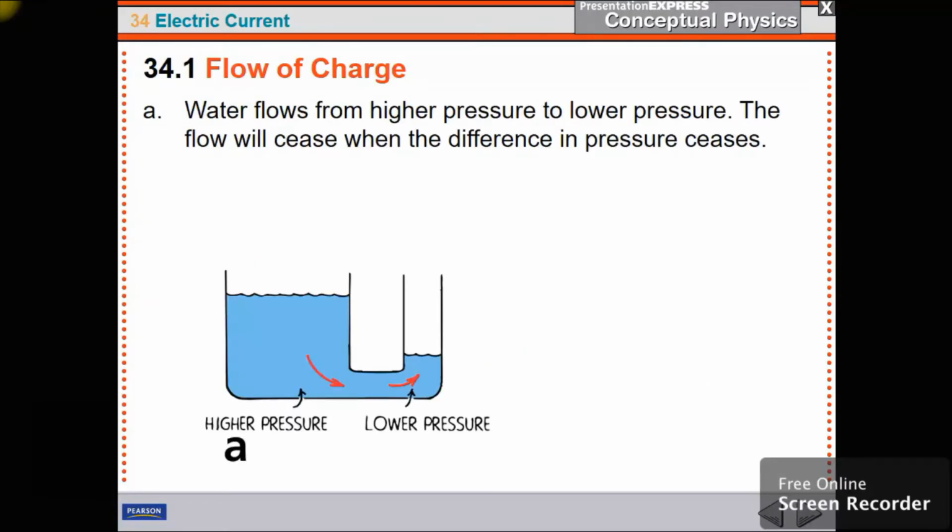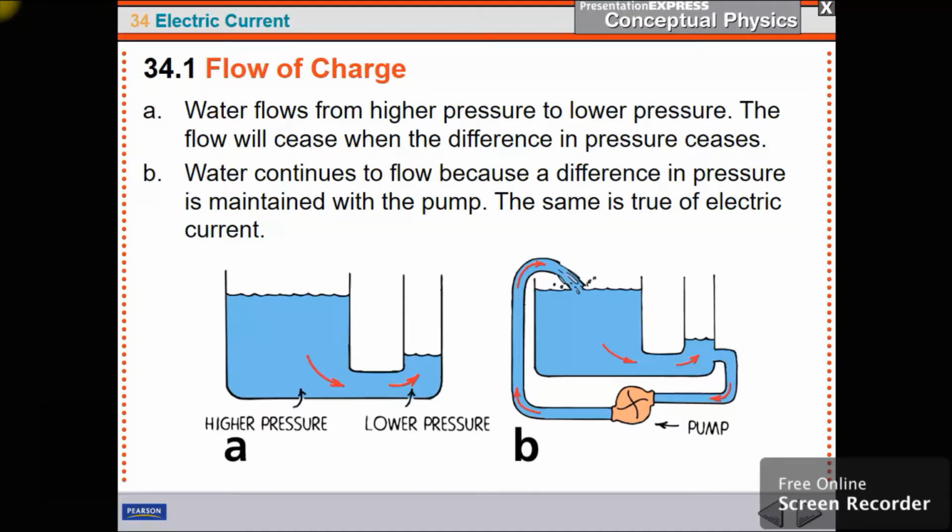Flow of charge. There's a picture of water down below. You've got a big tub, and you can see the water level is higher. So that means that down where the pipe is going from left to right, there's a higher pressure on the left than on the other side. So water is going to flow from left to right through the pipe. Water flows from higher pressure to lower pressure. The flow will cease when the difference in pressure ceases. Right? This is basic, obvious, everyday sense.